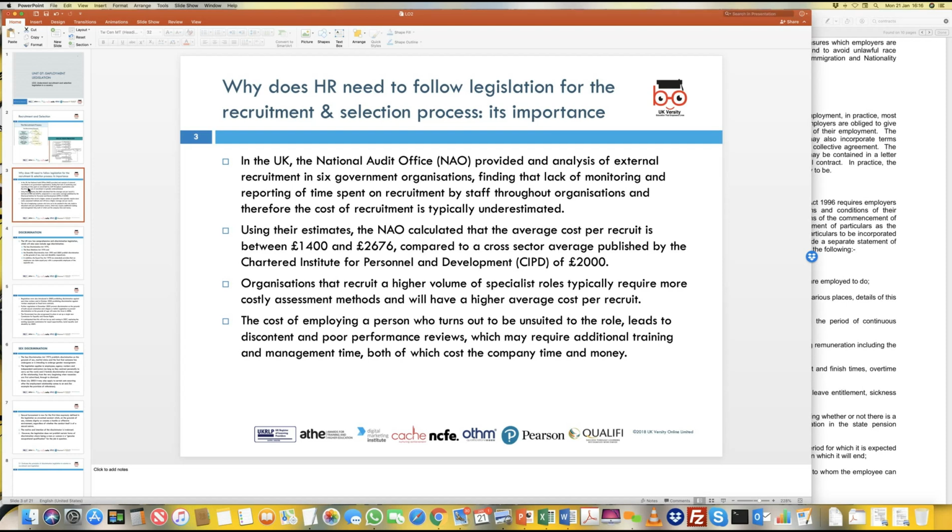Now, the point that I'm trying to make in this slide is that this National Audit Office, because it is public money, is accountable for every recruitment expenditure in terms of recruiting the right set of people into the organization. So they estimate that an average recruitment costs between £1,400 to £2,600 across the different sectors in which they recruit.